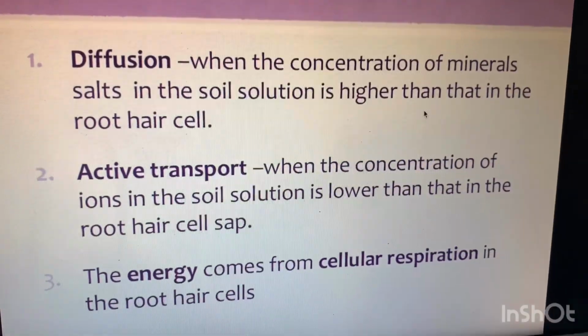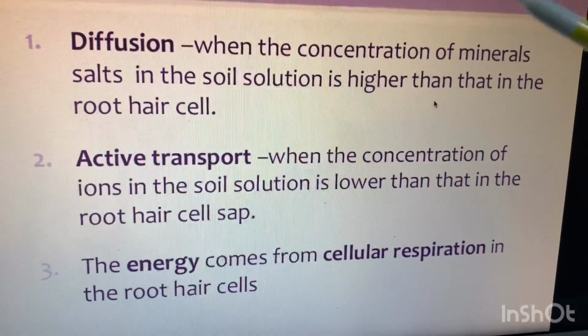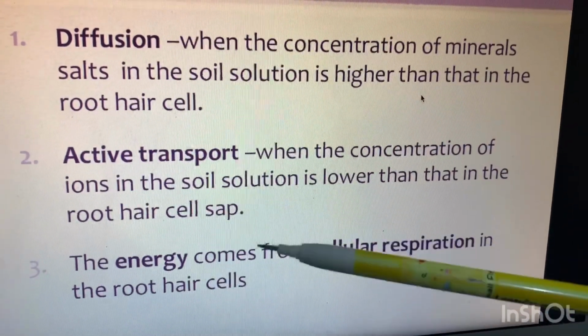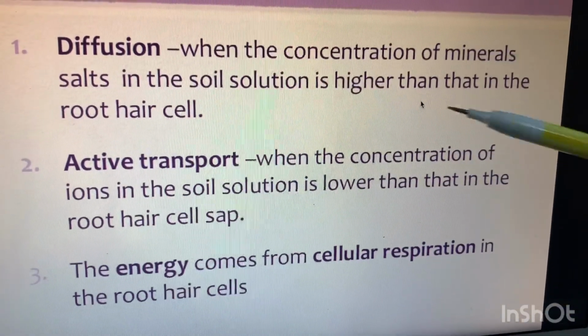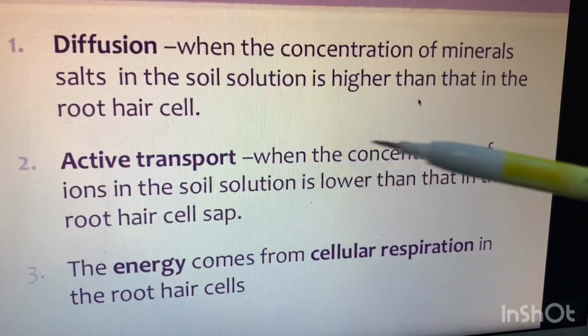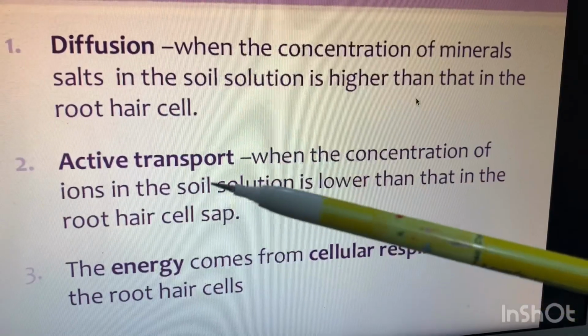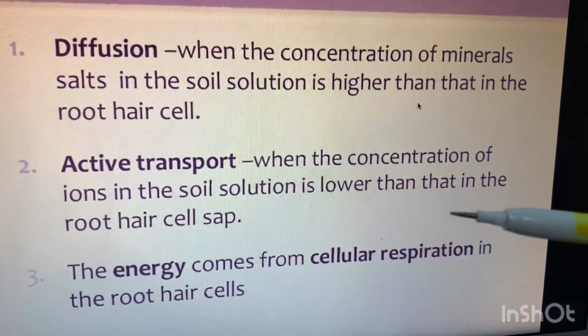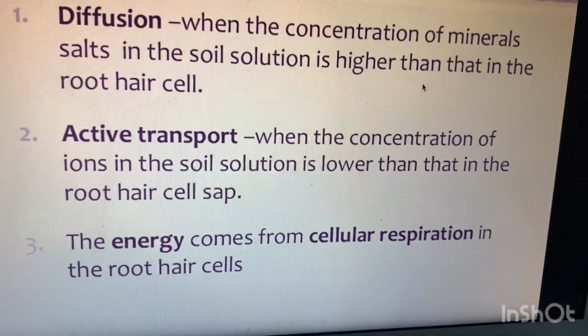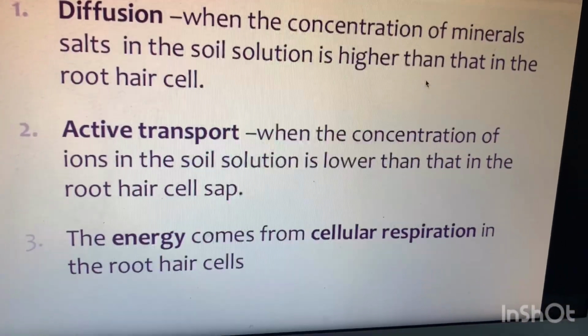Active transport and the energy. Now what is active transport? In active transport, the concentration of ions in the soil solution is lower than that in the root hair cell sap. The energy comes from cellular respiration in the root cells.